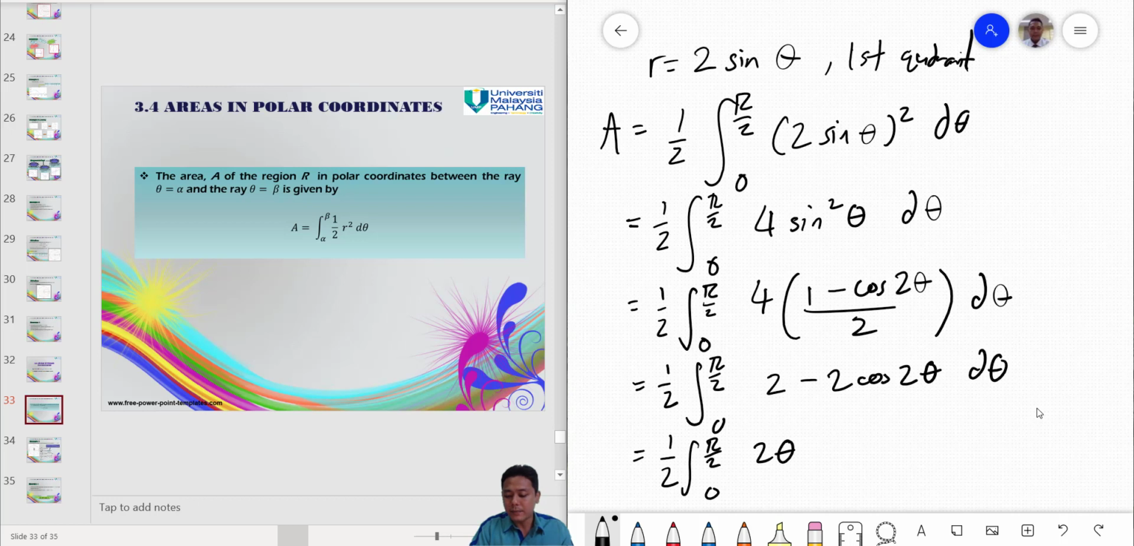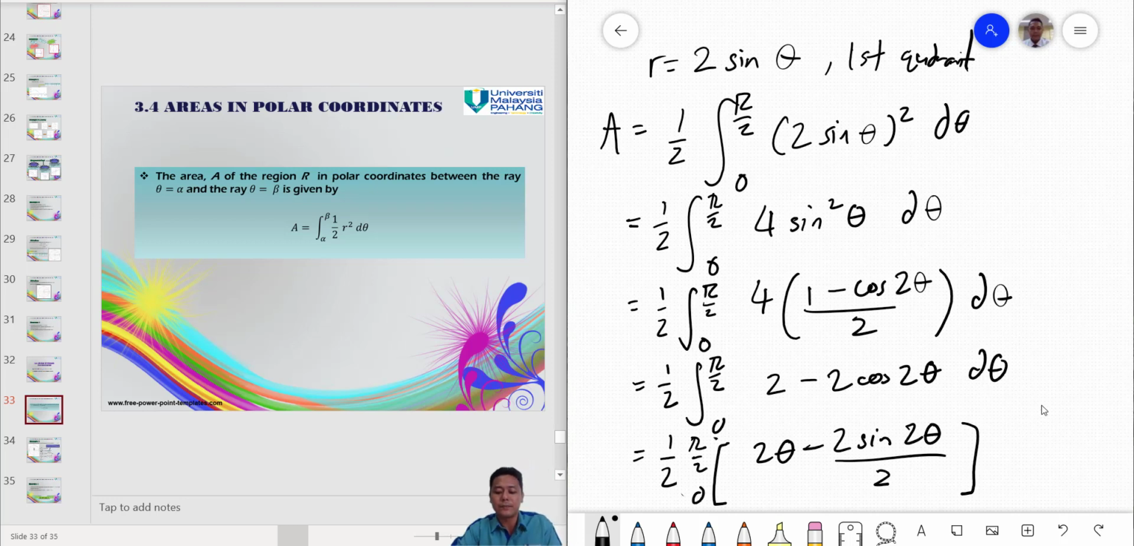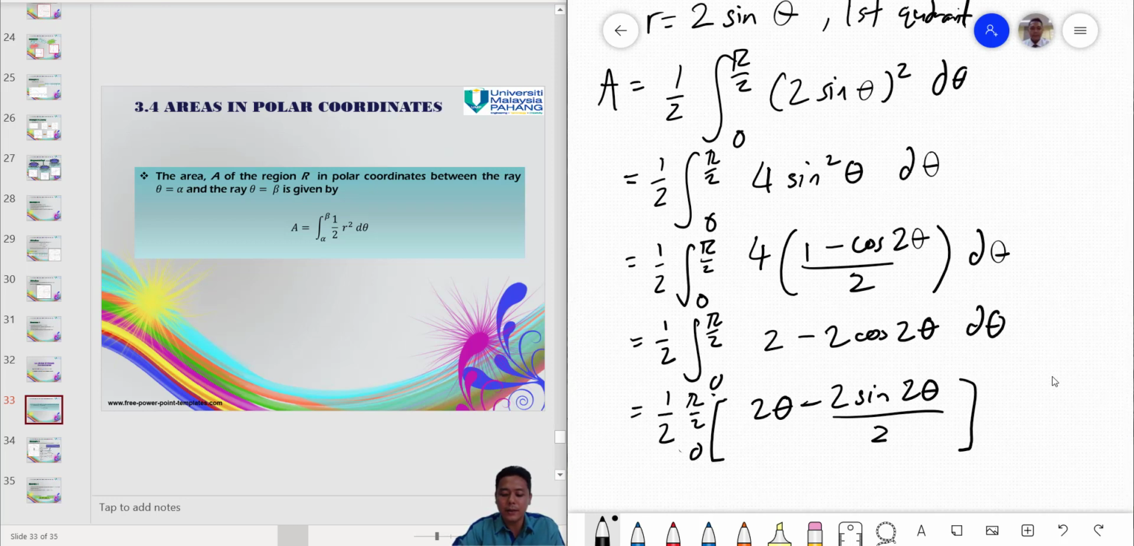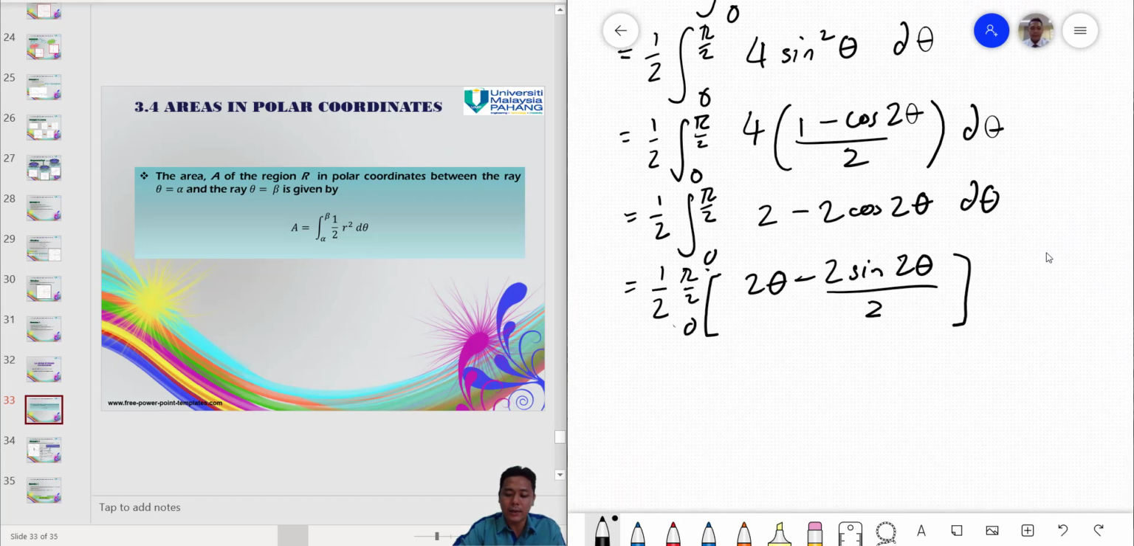Becomes 2 theta. Integrate cos becomes sin. The negative sign is not changed there. Minus 2 sin 2 theta. The existence of double angle requires us to further divide it by 2. From 0 until pi over 2. Okay, so you integrate it, it becomes 2 theta minus sin 2 theta.